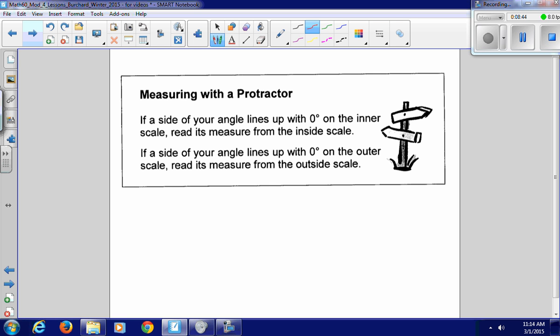So when you're measuring on the protractor, if a side of your angle lines up with 0 on the inner scale, read its measure from the inner scale, the inside scale. If the side lines up with the 0 on the outer scale, read from the outside scale. And we'll practice these when you do these in class, so you'll get lots of practice doing this.